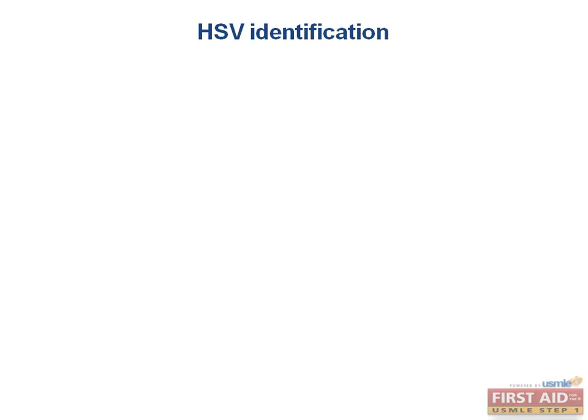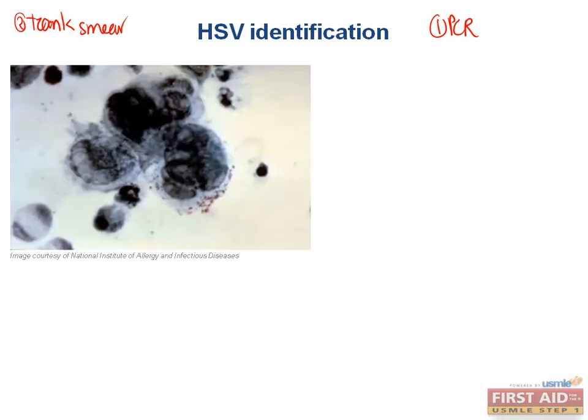Let's have a final discussion on HSV identification. Your first choice is going to be a PCR, but the boards will like to ask you about the Tzanck smear. Tzanck is a buzzword. You hear Tzanck, think herpes. Tzanck smear identifies HSV1, HSV2, and VZV by looking for multinucleated giant cells found in these infections and which are shown in this image.